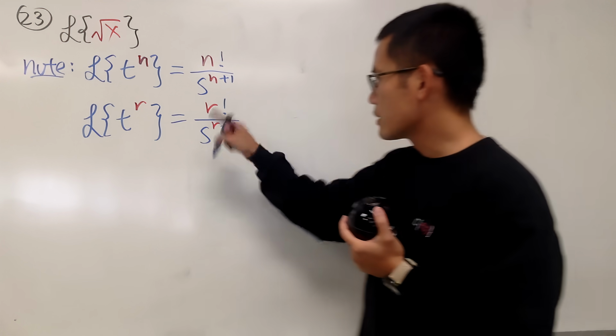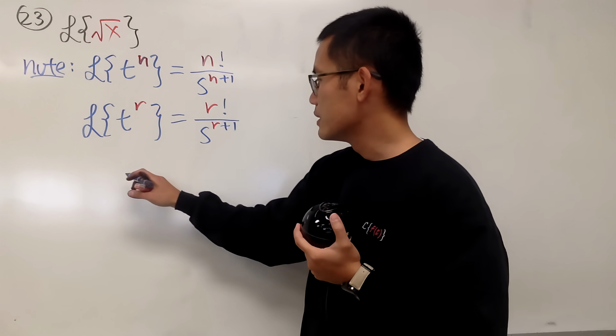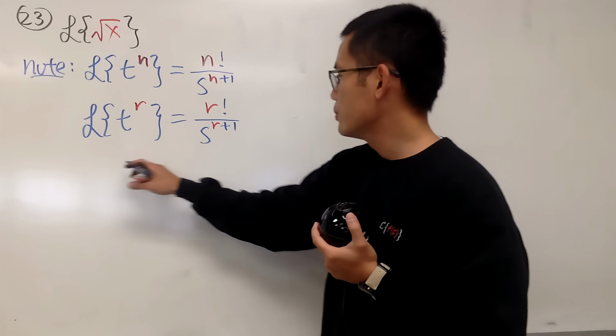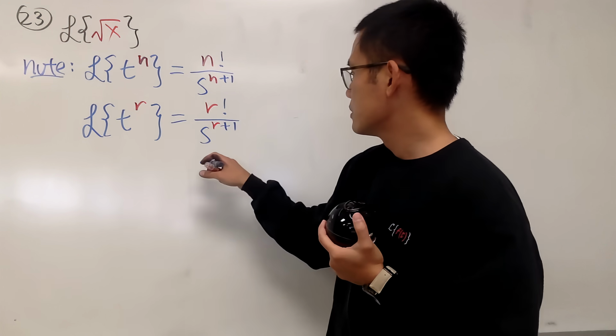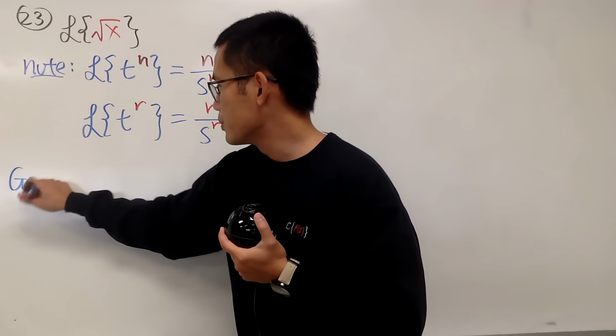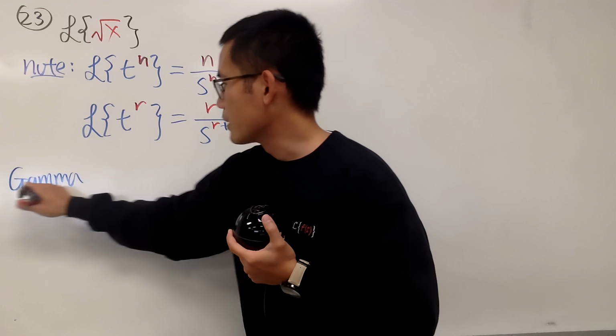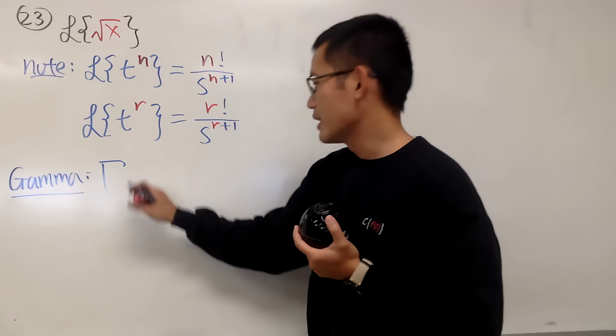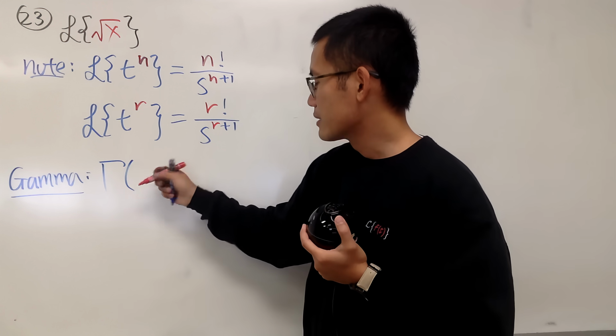So that's what we have, and another note is, let me just show you this right here. Oh yeah, so this is called the gamma function. Let me just put this down. Gamma function. And it's like a hangman, of course, like this, right? Gamma of some input r.